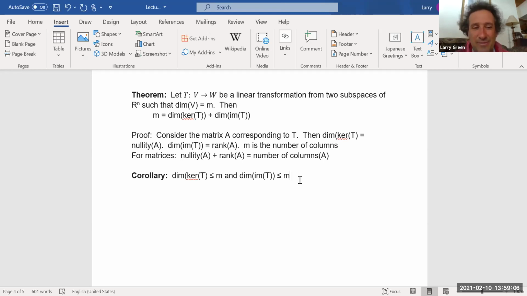Do you all agree? You can't say I needed a negative number of vectors to be a basis. It's just silly. So this is a corollary that's obvious. Do you all agree? So I'm not even going to write a proof because it's just obvious if you just look at the equation, because you can't have a negative dimension of something. Any questions on this? Okay, we're getting there.